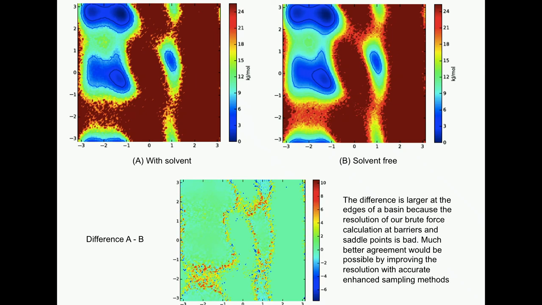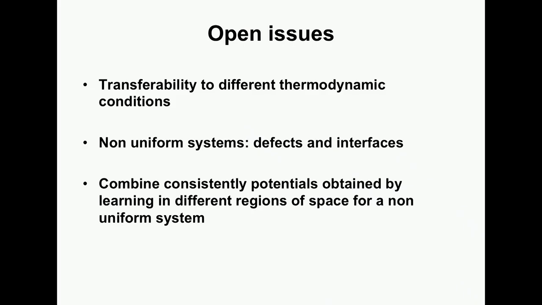You see that they look pretty similar. That's the difference. And we think that the difference you see accumulates at the edges of this barrier, because in this region we have bad statistics in the simulation. And so we think that by using some enhanced sampling technique and improving the statistics, this should definitely become even better. But that is just to say the kind of thing that one can do.